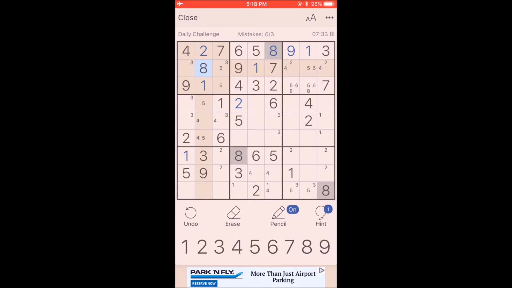Let's see. What about this one? This one can be 5. Nope, cannot be 6. Can it be 8? Nope, there's already 8 in here, so therefore this has to be a 5. Oh, I got it. Got it. Hey. So if this is a 5, that means, well, this has to be a 5.